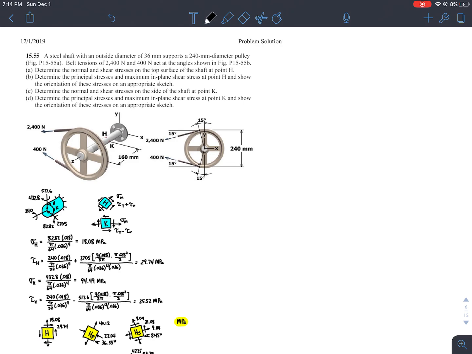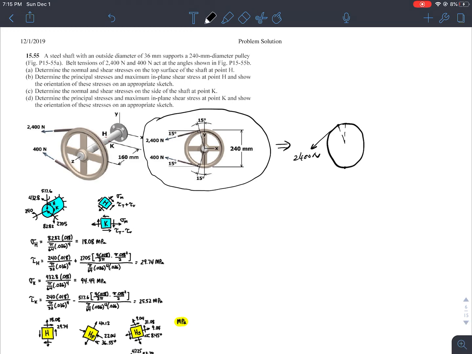First things first, I would like to see what type of forces I have on my system. Observing this free body diagram on the wheel, I need to figure out what type of forces I have on the wheel first. So this essentially gives me the wheel, and I have a force going like this of 2,400 Newton, and a force going like this of 400 Newton. First, I need to decompose these forces in terms of horizontal and vertical. Let me use red here.